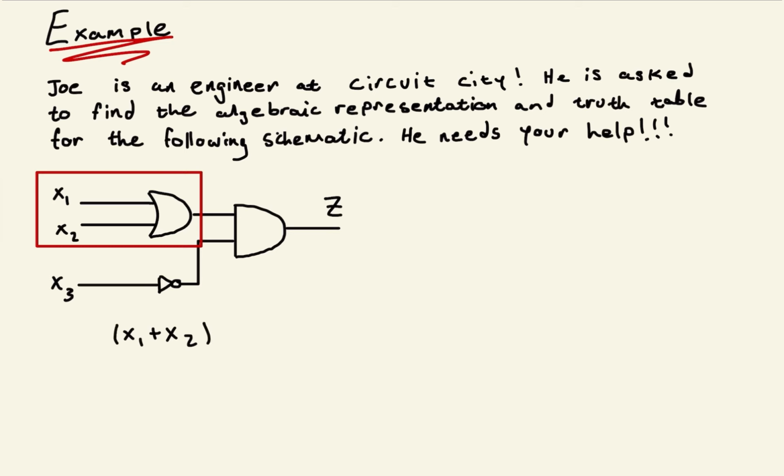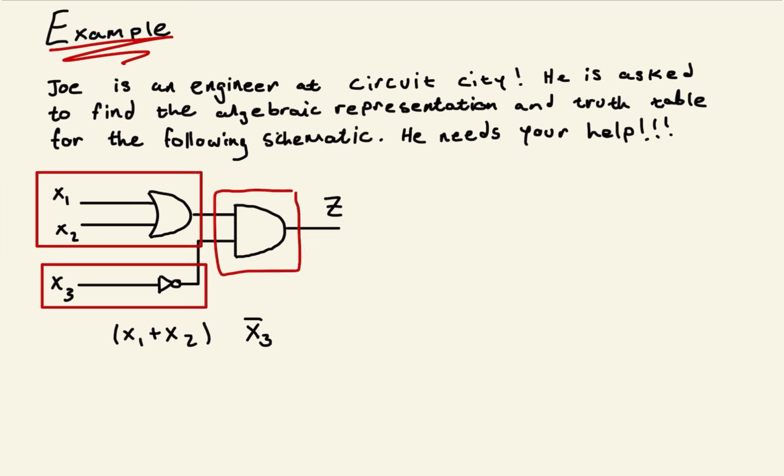Now let's direct our attention to the other input on the schematic, which is x3. x3 just goes through a NOT gate. And as we learned previously, we can represent this as x3 complement or x3 prime. I'm going to represent it as x3 prime because I feel like it. Finally, we have our AND gate. And our AND gate takes in the output of our NOT gate and the output of our OR gate, meaning that we need to multiply x1 plus x2 with x3 prime. And that's what gets us z.